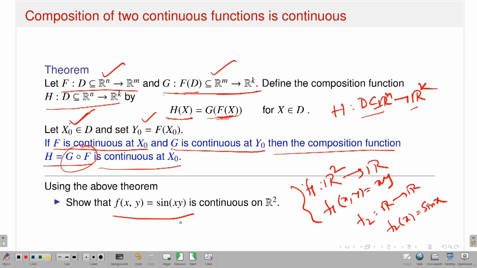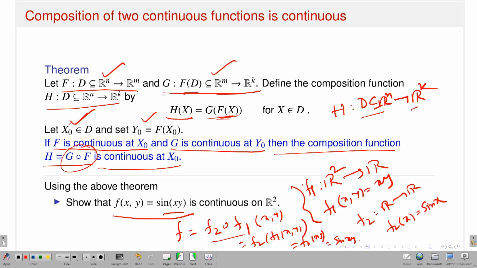Now I can write my f, which is nothing but, what is this? I can write this as f2 composed with f1. So f1 acting on (x, y), what will happen? This is f2 of f1 of (x, y), and f1 of (x, y) I know is x times y, so this is f2 of x times y, and f2 means what? This is sine of xy, and that is exactly the function. So therefore I can write my small f as f2 composed with f1.